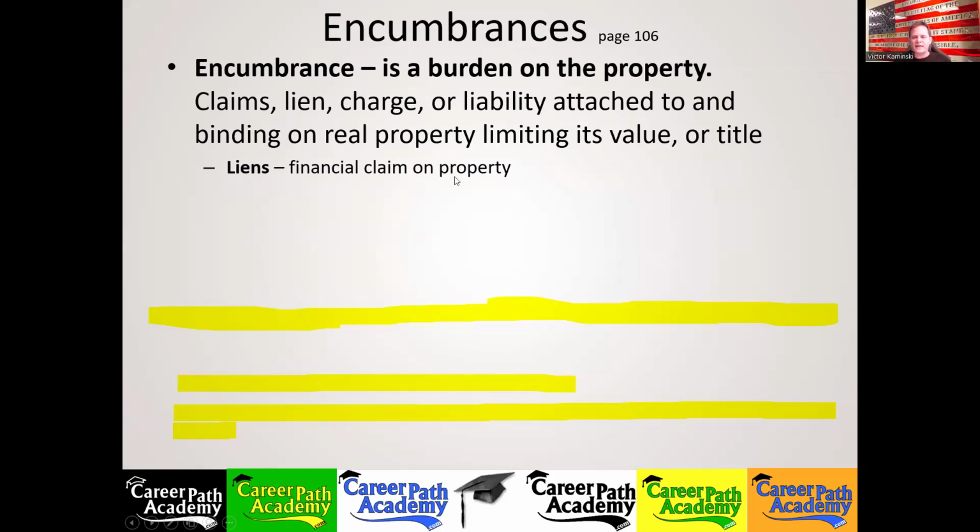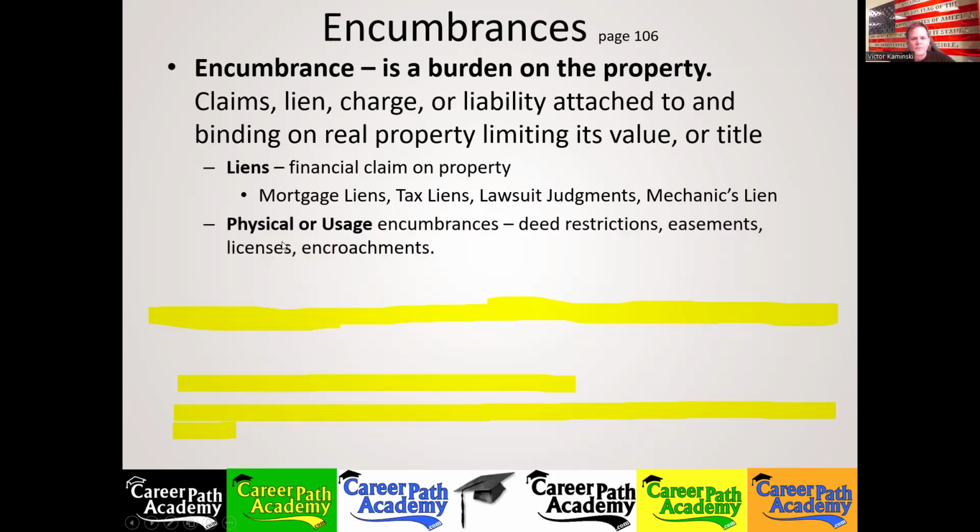So a lien is a financial claim on a property. We have mortgage liens, tax liens, lawsuit judgments, mechanics liens. That's a contractor's lien when you didn't pay them for doing work on your house. You have physical or usage encumbrances. Those are deed restrictions, easements, licenses, and encroachments. The license is permission. If I gave my neighbor permission to come on my property for some reason, that's a license. It could be verbal.